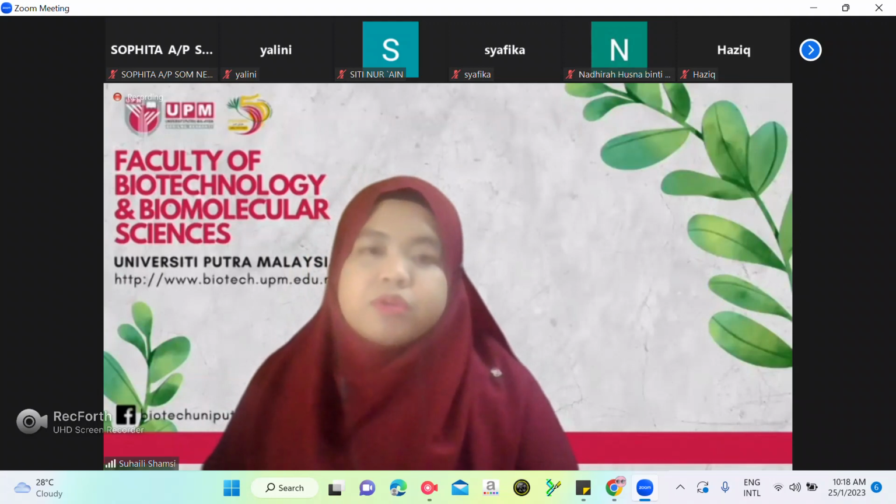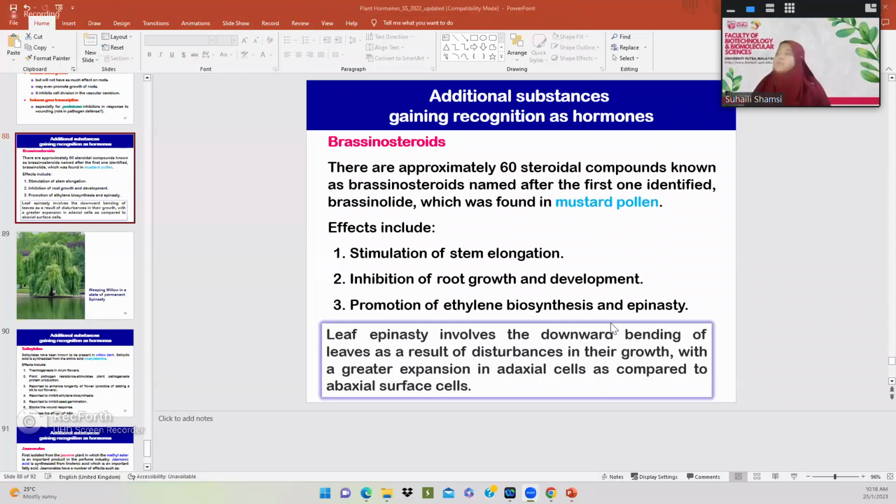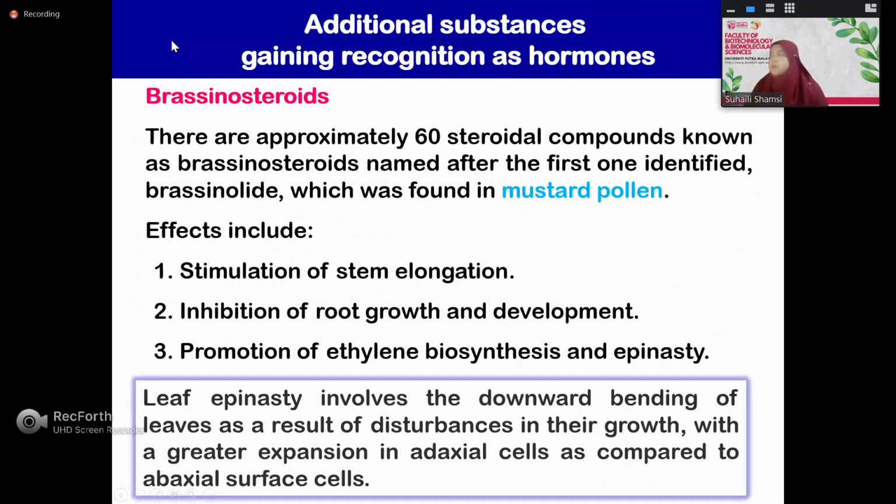All right. So we're going to continue with the rest of the topic on other additional substances gaining recognition as a hormone. This is in addition to the five hormones that we have talked about. We talked about auxin, gibberellic acid, cytokinin, ethylene, and we ended with abscisic acid. So now we're going to talk about other additional compounds which also gain attention as hormones.